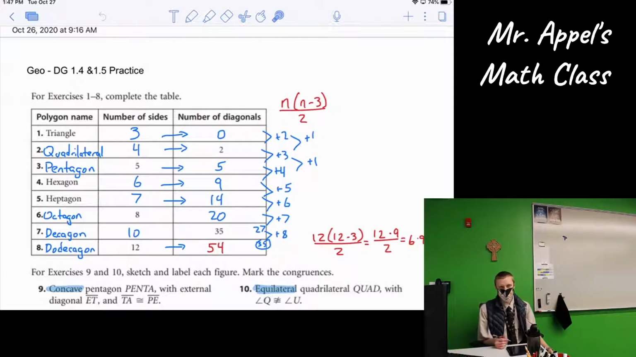It's handy. It's a nice convenient shortcut, not needed. There might be occasion on the SAT where it'll save you a lot of time if you know this formula, but it is not required for any of my tests this year.